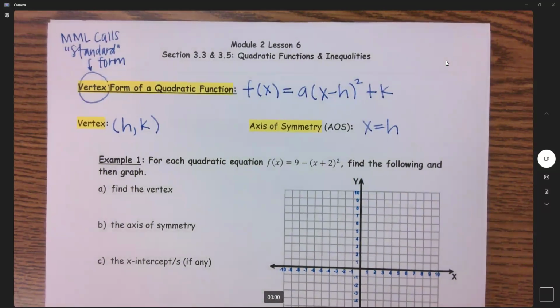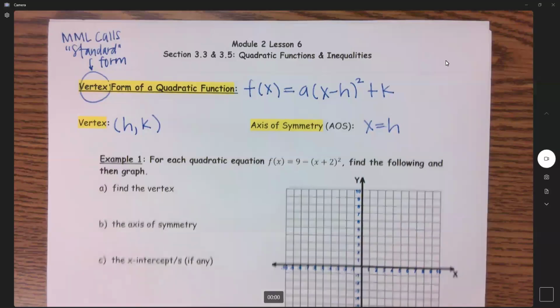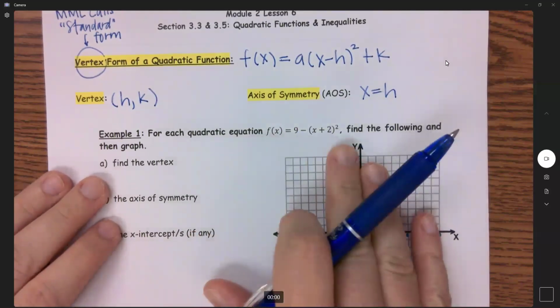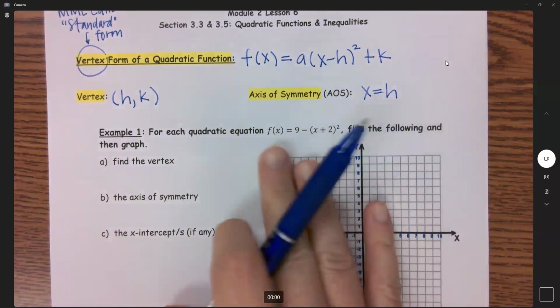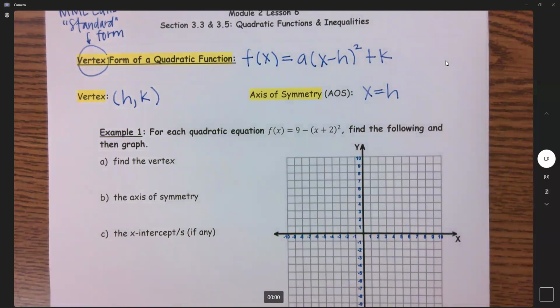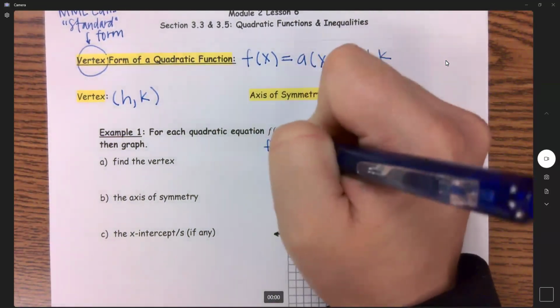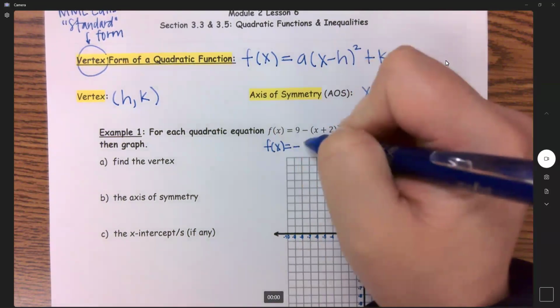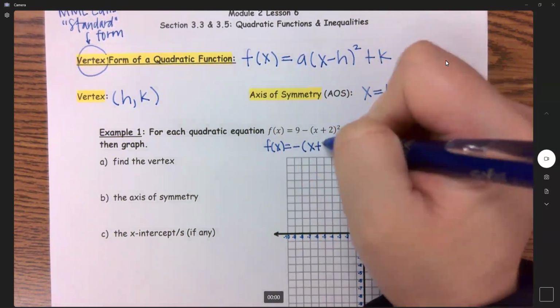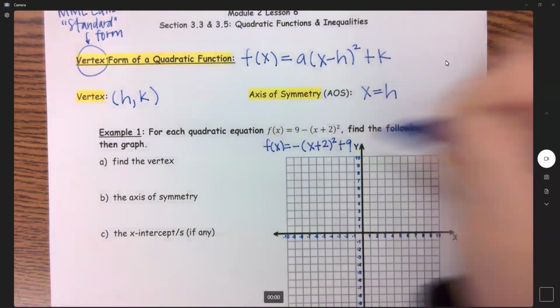Example 1 says for each quadratic equation, f of x equals, find the following and then graph. So I'm actually going to rewrite this equation a little bit, and I'm not 100% sure why they give it to us in this form. I wrote it this way because this is one of your problems in your homework, written in a bit of a funky way, but this would be the same as f of x equals negative x plus 2 quantity squared, plus 9. That 9's positive, so plus 9.